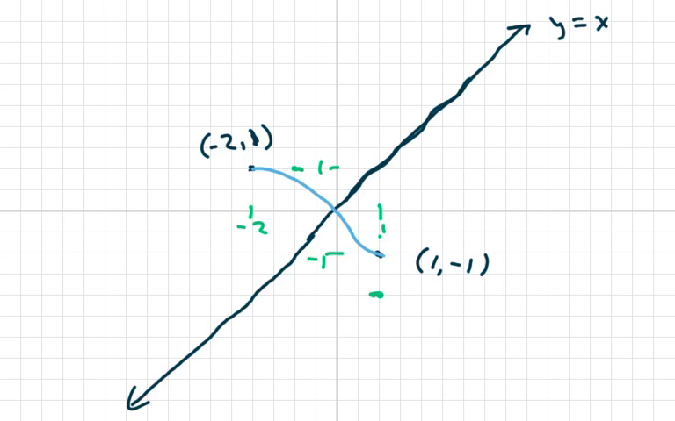Let's see how we're going to do this. It also goes through the origin. So basically, the points I need are 1, -2, which would be here. And then the other one is -1, 1, which would be here.